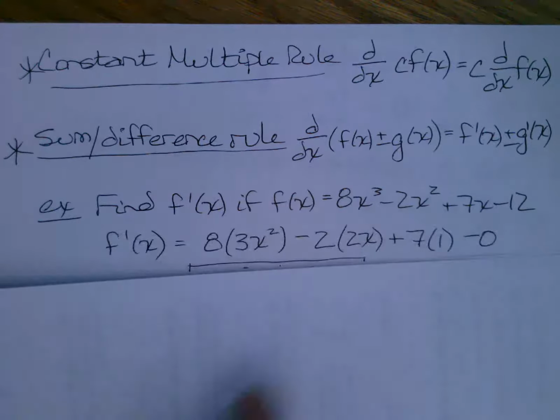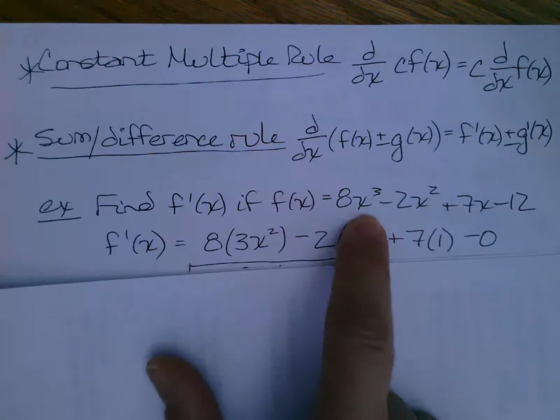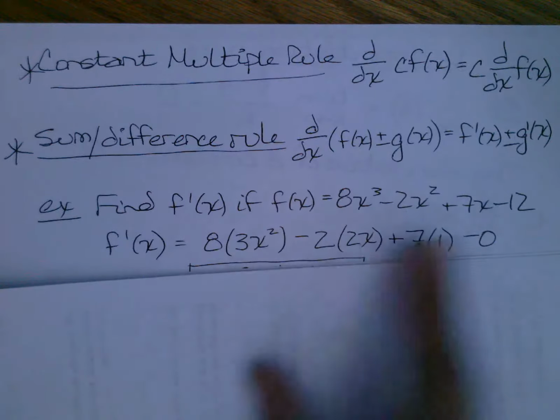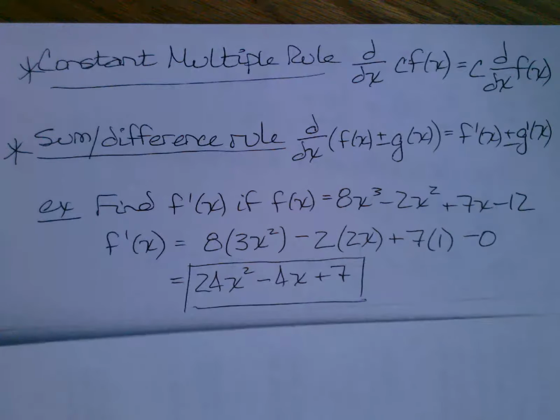Here's how that's going to go. The constant is going to keep multiplying away. The derivative of x to the third is 3 times x squared. And I'm going to do that for each of the other pieces. Derivative of a constant is 0, and then we simplify.